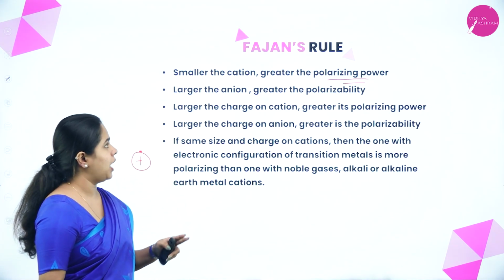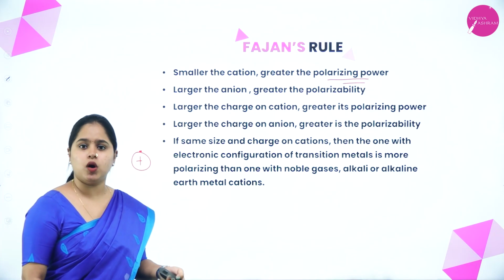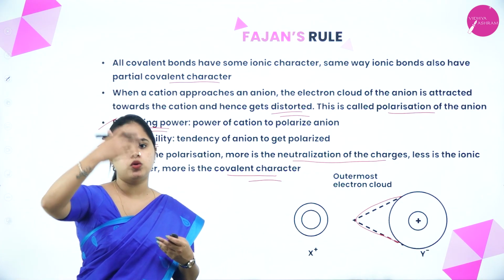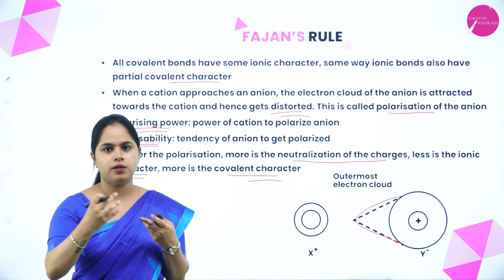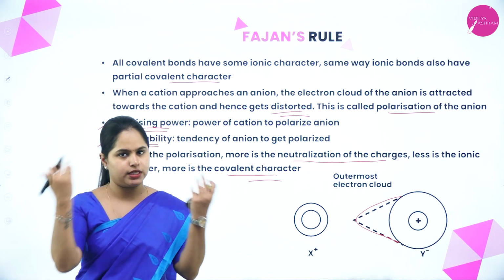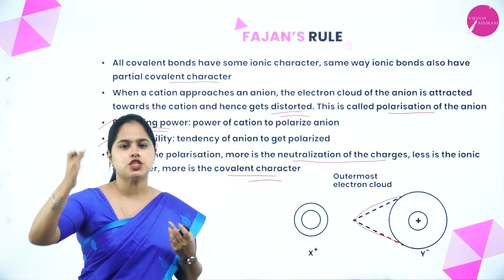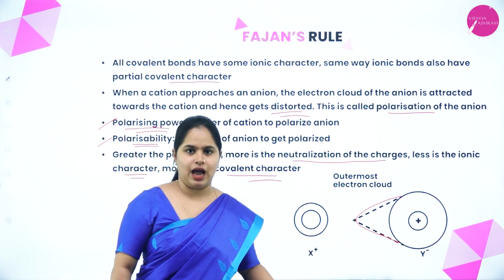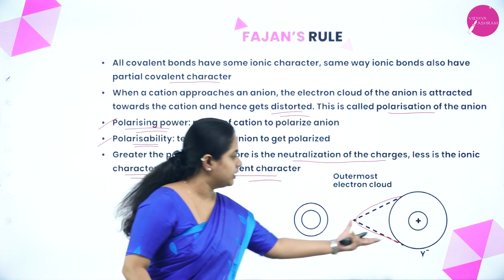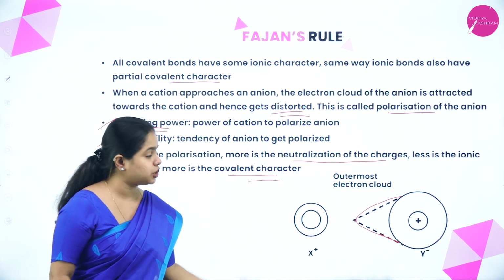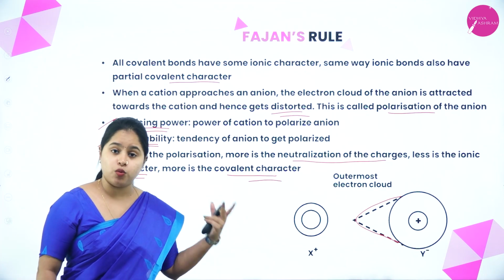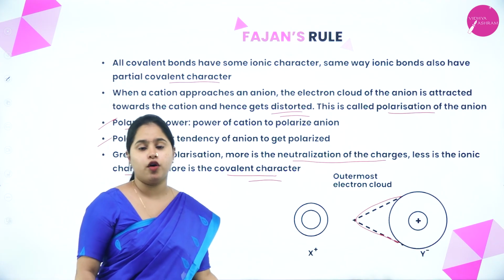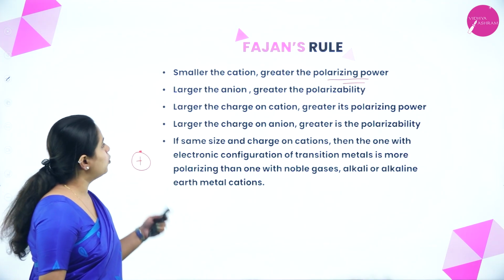Now, larger the size of the anion, greater the polarizability. How is that? Larger the size of the anion means the outermost electrons will be loosely bound to the nucleus. The attraction becomes less and less as the size increases. So if a cation approaches near the anion, the electrons are already loosely bound. They will easily get attracted and the shape of the anion will easily get distorted. So the larger the size of the anion, the polarizability of the anion increases. Now moving on to the third one.